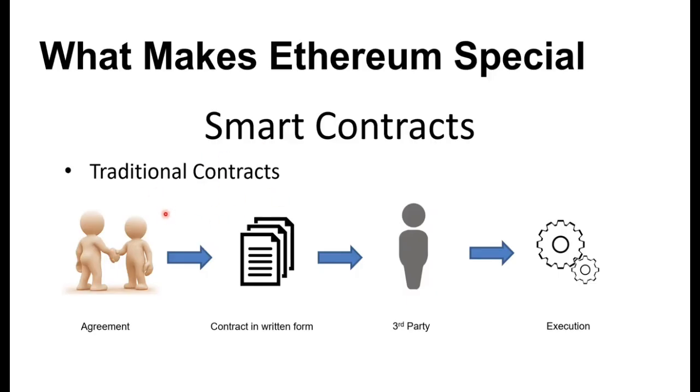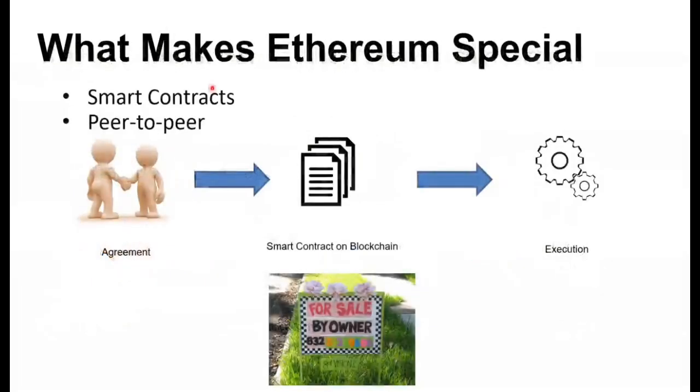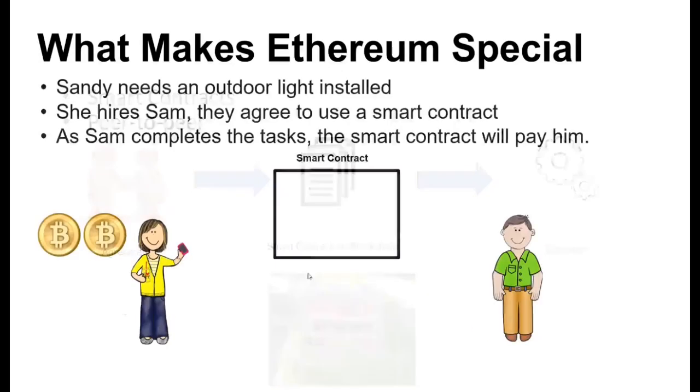So a smart contract certainly has elements of traditional contracts. There's an agreement, and the contract is written in some kind of form. In our case, it's written as a smart contract. There's a third party, maybe a bank or a title company or a court, and then there's some type of execution on that contract. With a smart contract, it is peer-to-peer. So there's an agreement, a smart contract is written, assets are transacted, money can change hands, so that is the execution. And then the asset also changes hands.